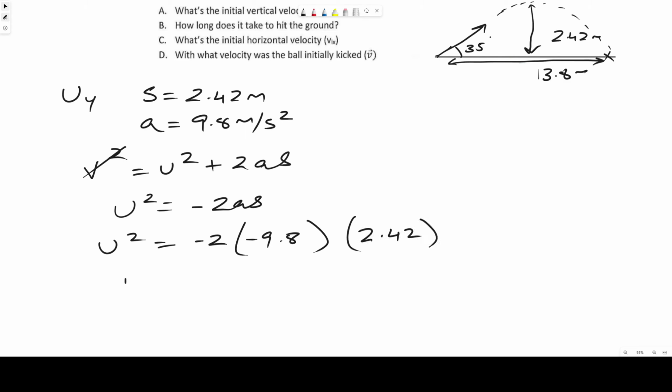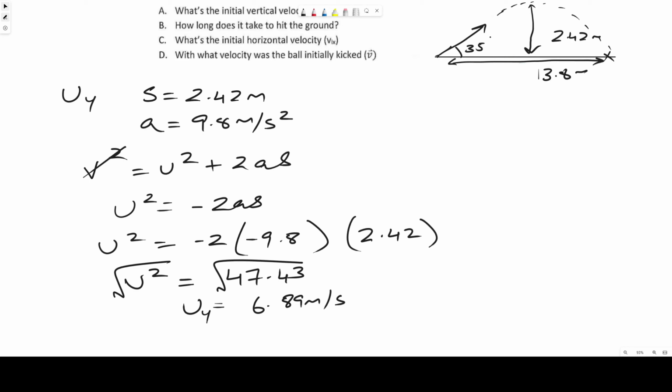Then this will become u squared is equal to 47.43, and square rooting both sides, u is equal to 6.89 meters per second. So this is my initial velocity in the y direction.